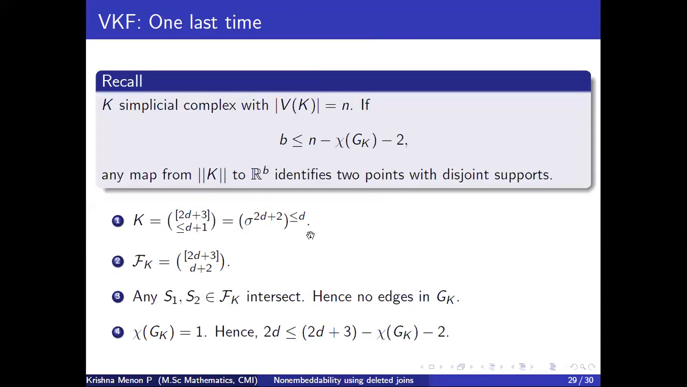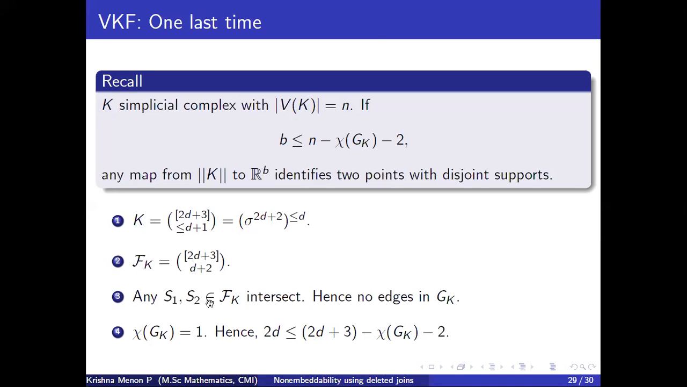And so we'll prove the Van Kampen-Flores theorem using this. Again, just take K to be this simplicial complex. And FK, remember, is the set of minimal non-faces. So anything with exactly D plus 2 elements is a non-face, and every subset of it is a face, right? You can see that these are the minimal non-faces. Anything with more than D plus 2 elements will have some D plus 2 subset.